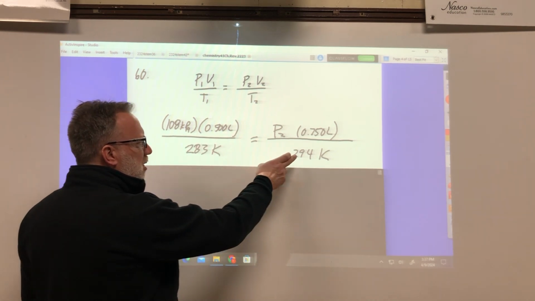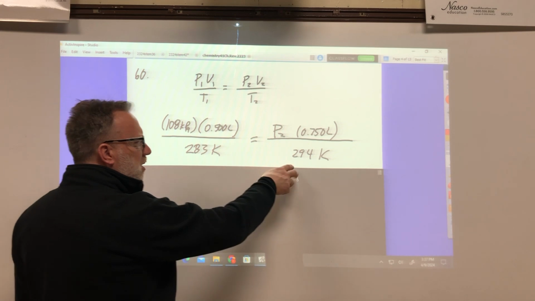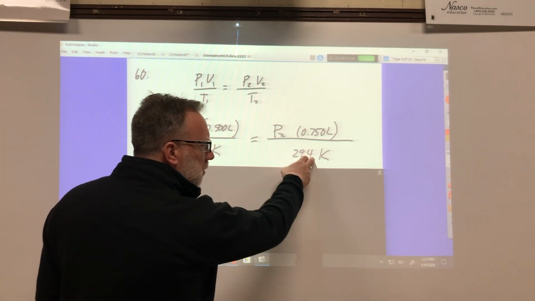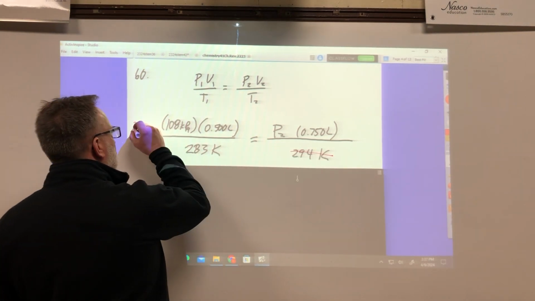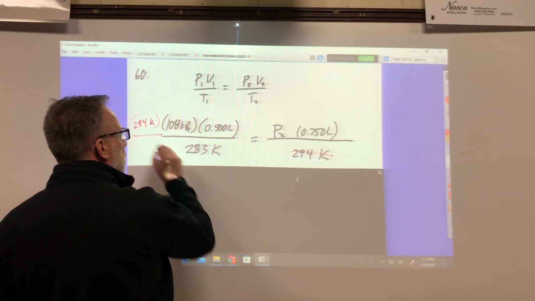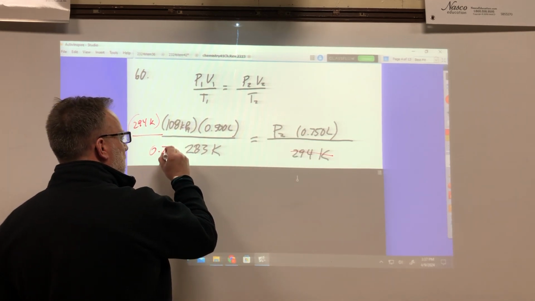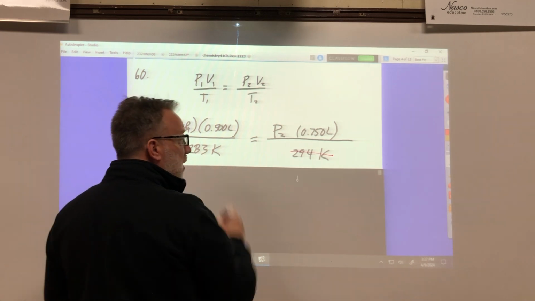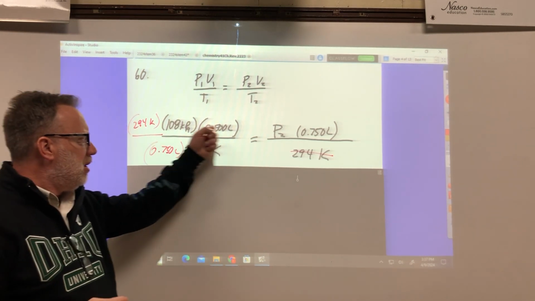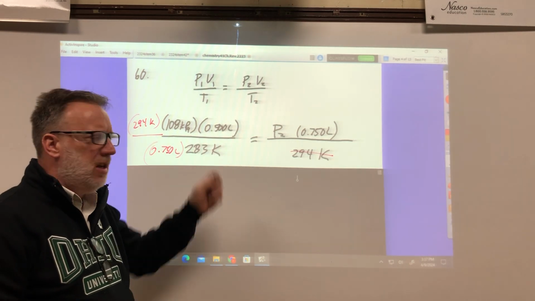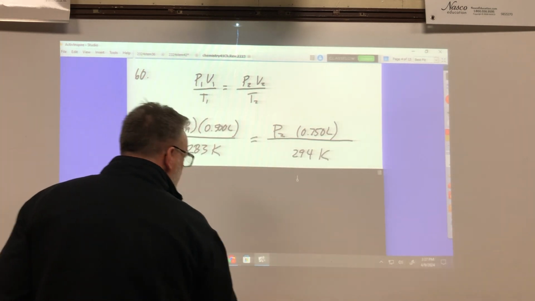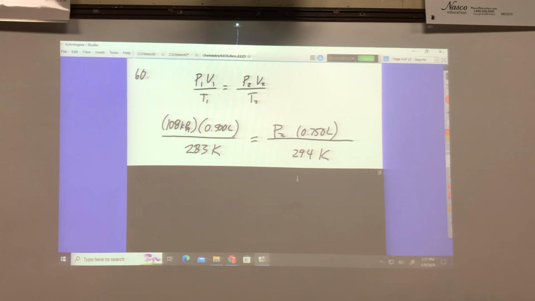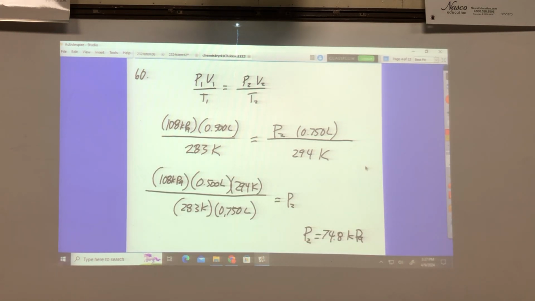This is 283, this is 294, so this is 10 degrees Celsius and this is 21. Okay, you're going to bring this up here, multiply. You're going to take this down here, multiply down here, so you'll end up dividing when you're done. Multiply the tops, write it down, multiply the bottoms, write it down, then divide, and you're solving for P2. Comes out to be 74.8 kilopascals. Number 60 is complete.